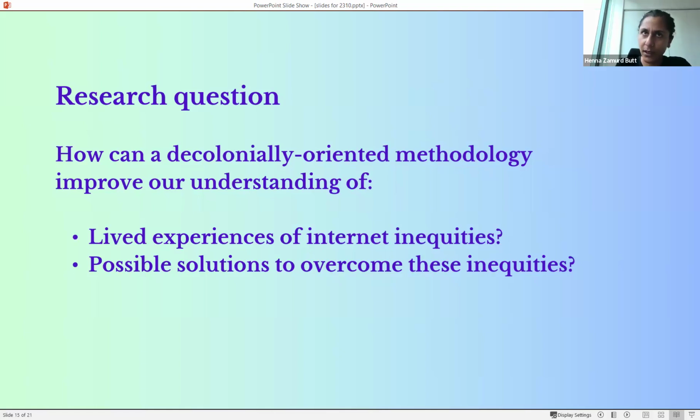So going forward, whereas previously our question was more about internet performance and metrics and data, we've really broadened out the question that we're taking into the community. We want to know what people's lived experiences are of these internet inequities that they report, and we also want to think about possible solutions to overcoming these issues.